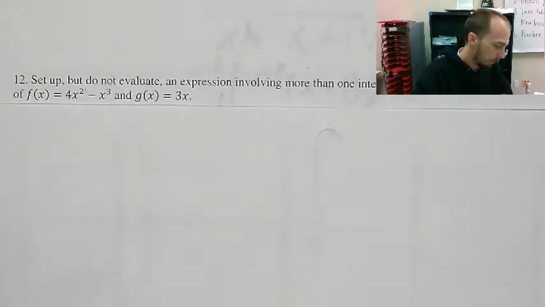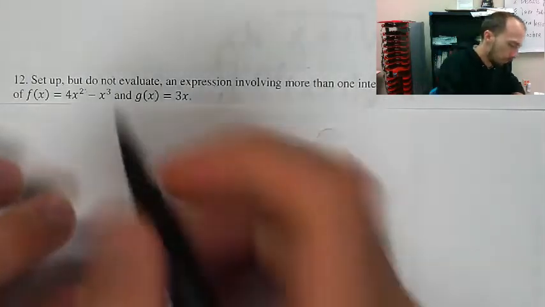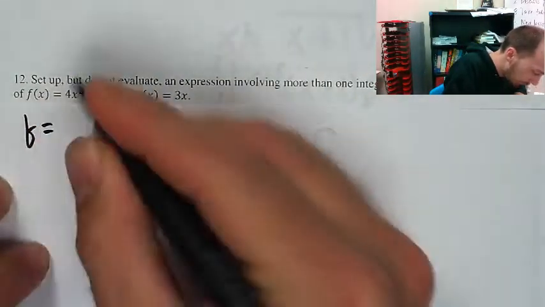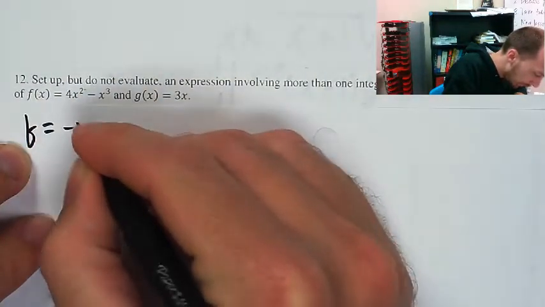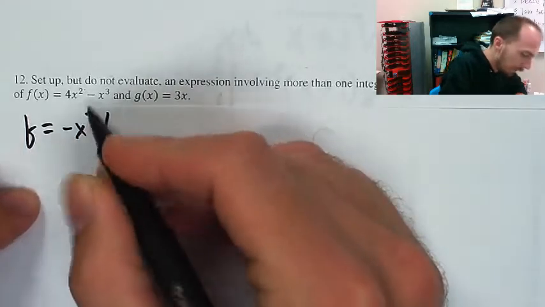So f of x equals 4x to the 2 minus x to the 3. I'm going to actually rewrite this a little bit. So negative, and I'm going to factor it as well.